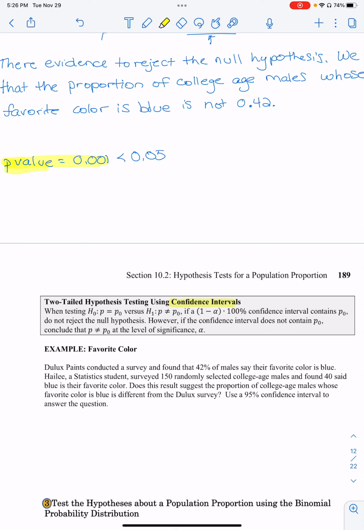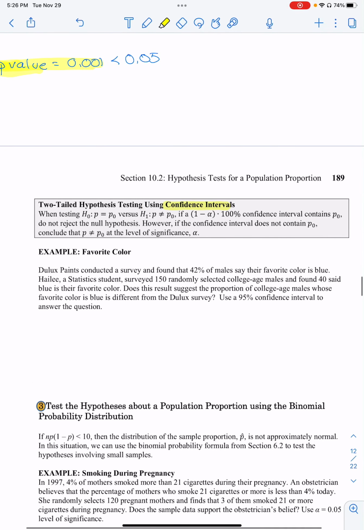However, if the confidence interval does not contain the P-naught, the null probability, or the null proportion, we conclude that the population proportion does not equal the null proportion at the level of significance of alpha. So here, again, we have the same thing, the favorite color, right? And they did the survey, and it's 0.42 of males said their favorite color is blue, and we selected the same 150 students and so on.